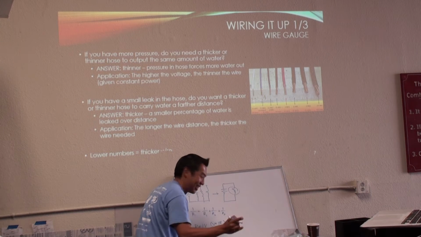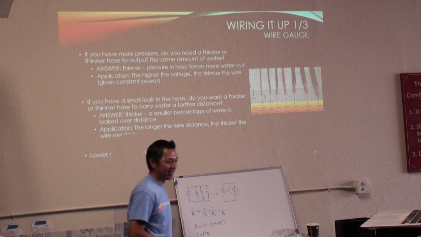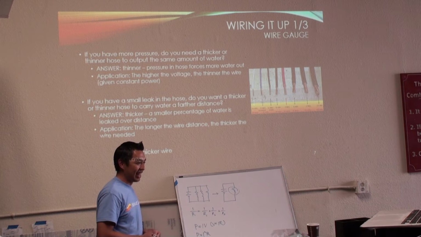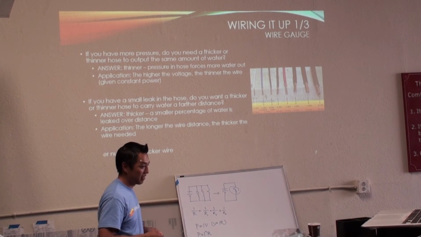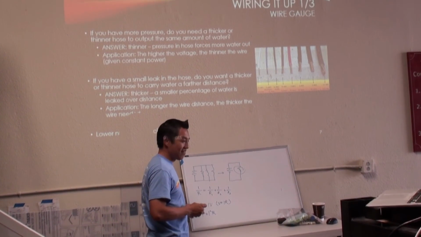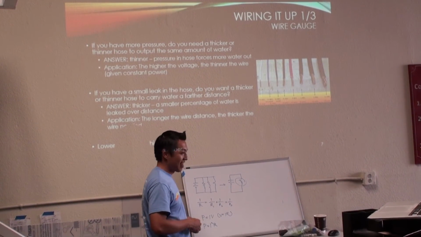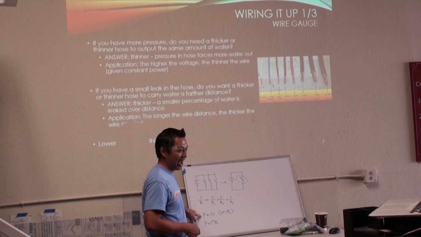Oh yeah. Right, that's where you're going. R squared. Then P equals I squared R. Right? Does that help explain the higher voltage, or the voltage less resistance? Not really. The P equals IV gives you that.